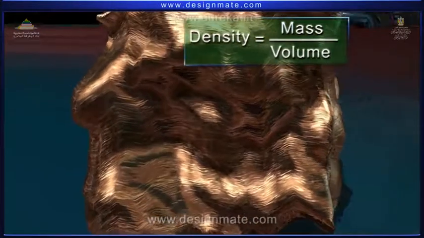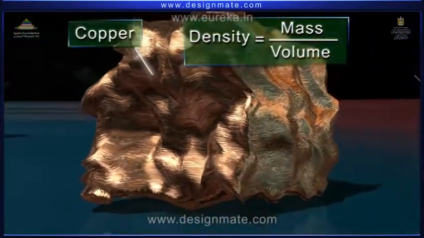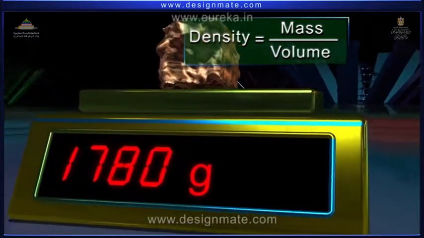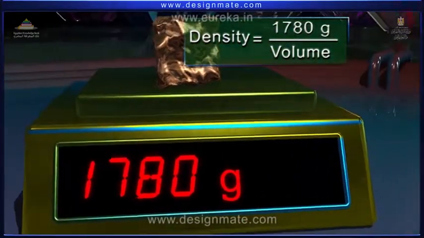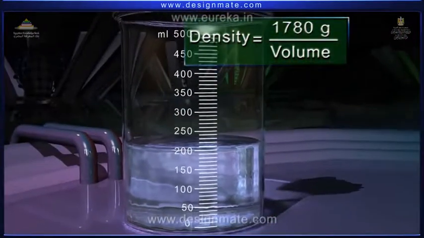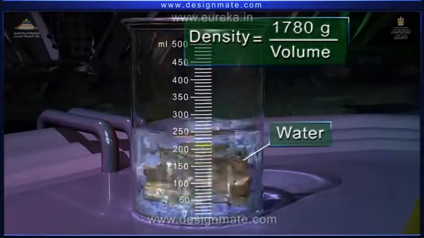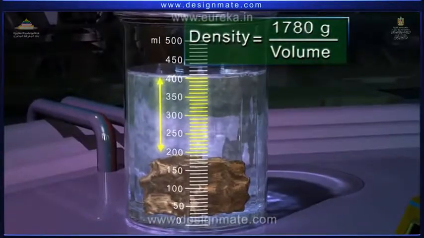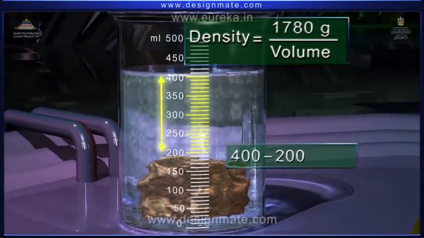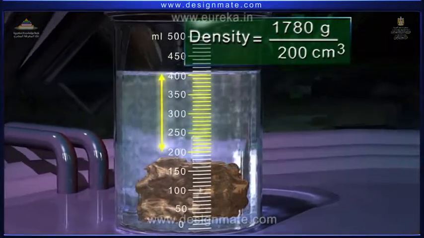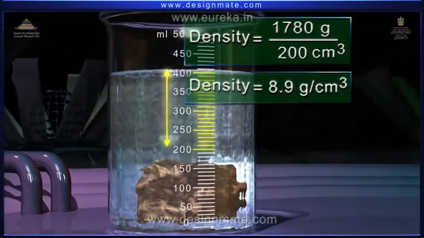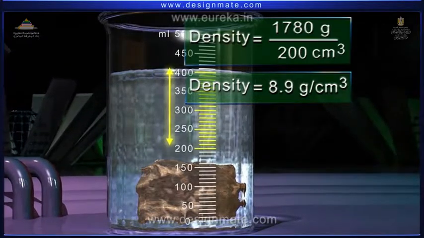What if we need to find the density of this irregular-shaped copper piece? By placing it on a weighing scale, we find its mass to be 1,780 grams. Now, after taking a measuring cylinder containing water, we put the copper piece into it. The difference between the initial and final volumes gives the volume of the copper piece, which is 200 centimeter cube. Hence, the density of copper is 8.9 grams per centimeter cube.